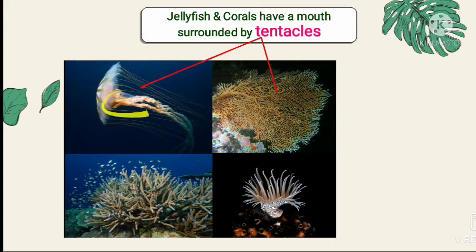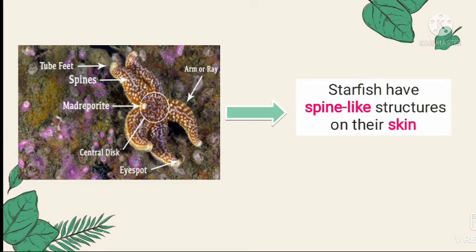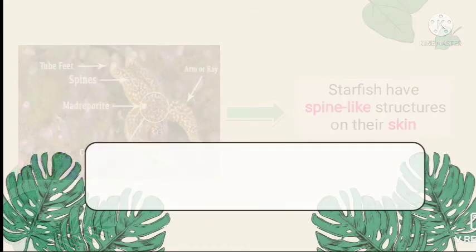Look at the jellyfish and the corals: they have a mouth surrounded by tentacles. So there are tools named tentacles which can catch their prey. And then what about this? The starfish has spine-like structures all over their body. All over the upper body is covered by the spine-like structures on their skin. It functions to protect their body.